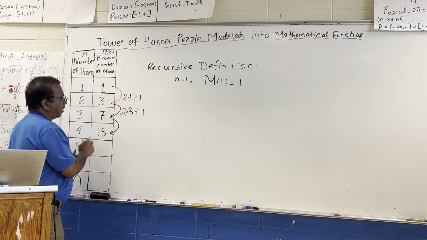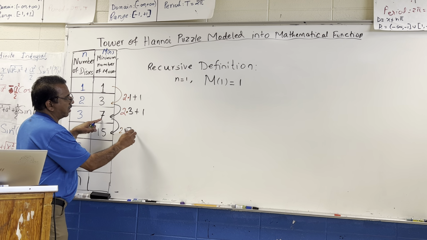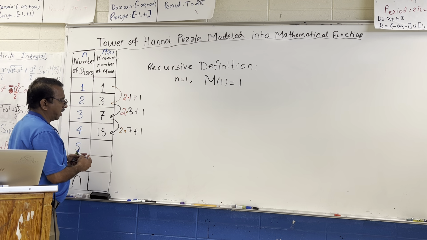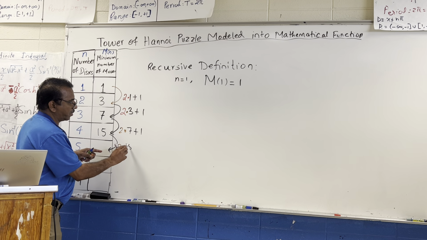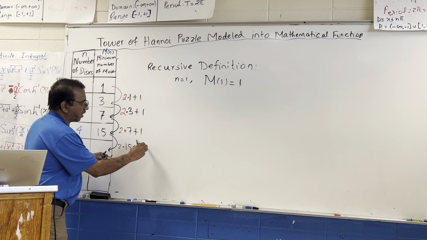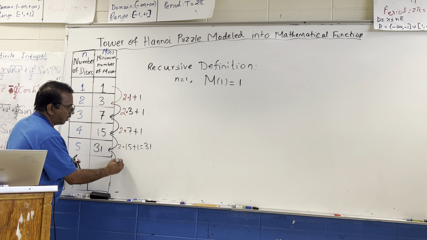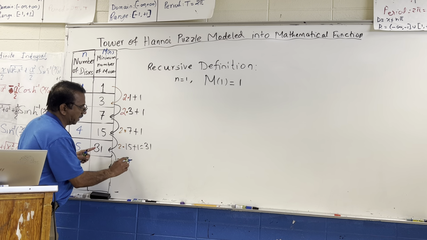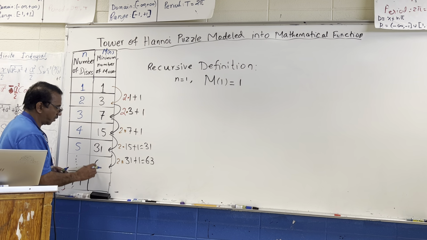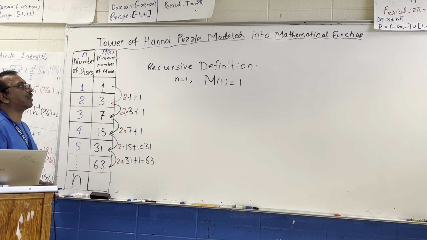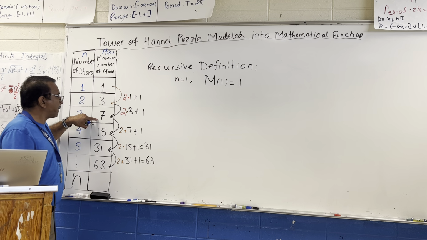Then again, right here, it will be 2 times the previous, that is 7, plus 1, which is 15. How do we get the next one? It will be 2 times 15 plus 1, and you can check that it's going to be 31, so put a 31, and that's one more. 2 times 31 plus 1 is 63. This is 63. So the question is, can we write a recursive definition? Yes. Every time you double the previous one and add 1.